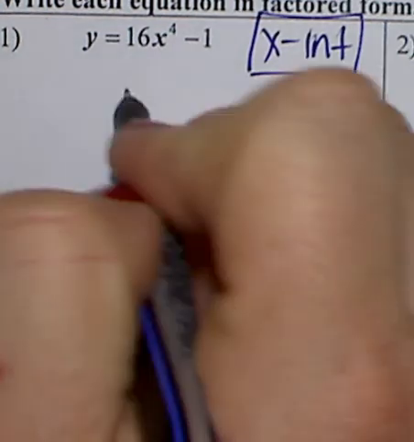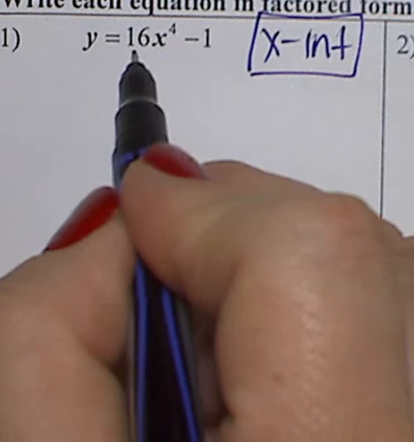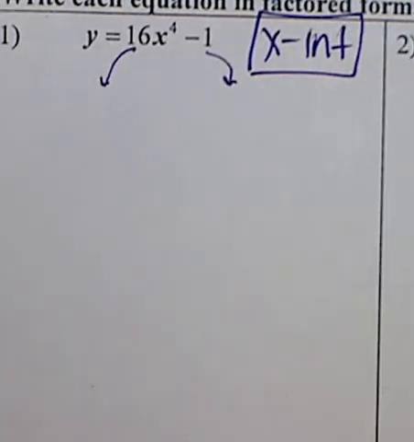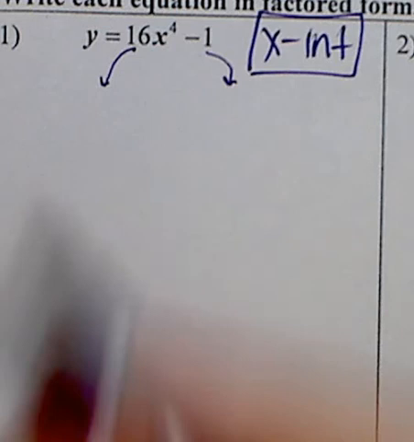So how do we do that? Well, we're first going to factor. So does 16 break into two equal numbers? What times what equals 16? 4 and 4.